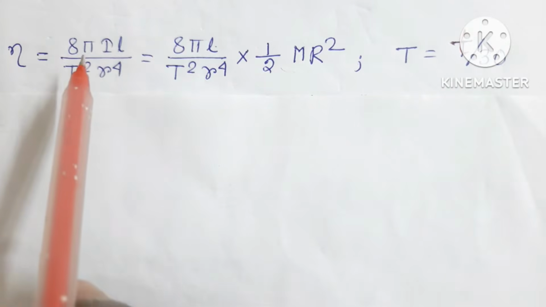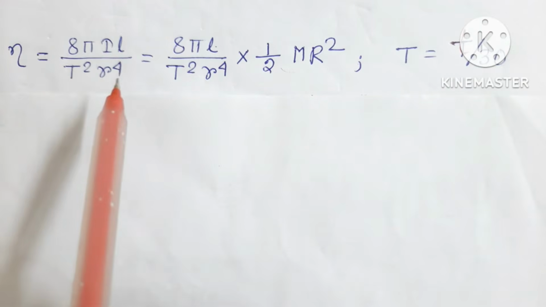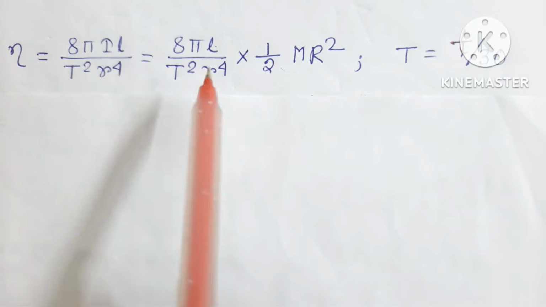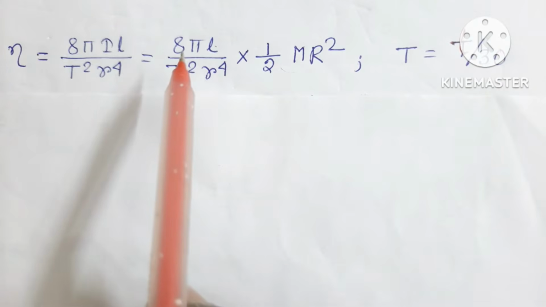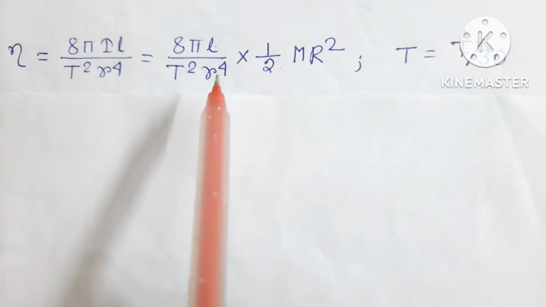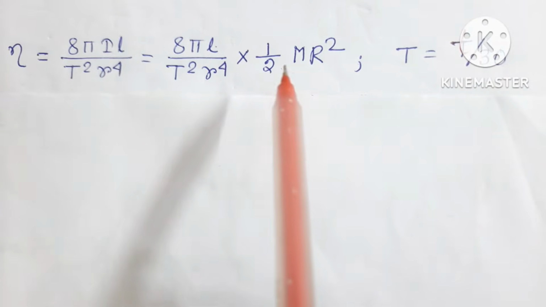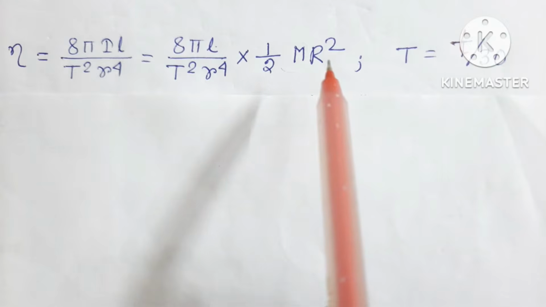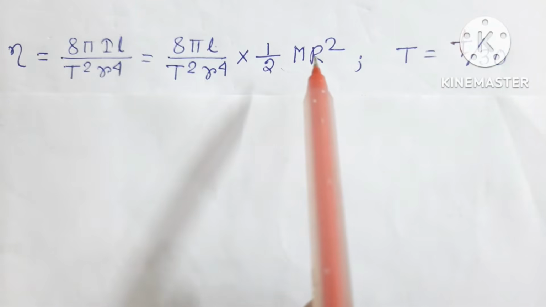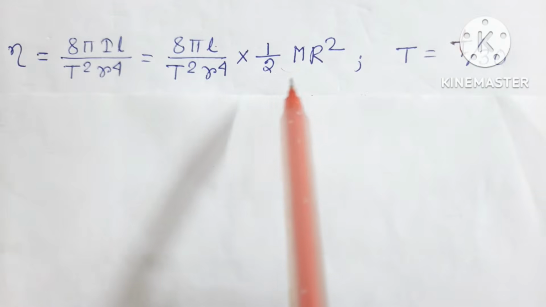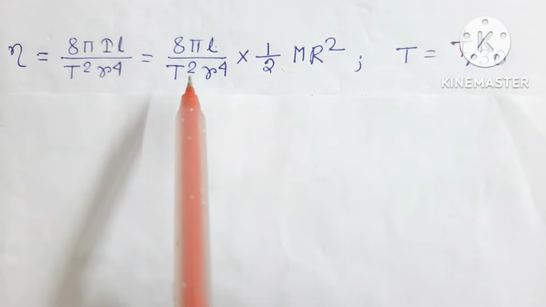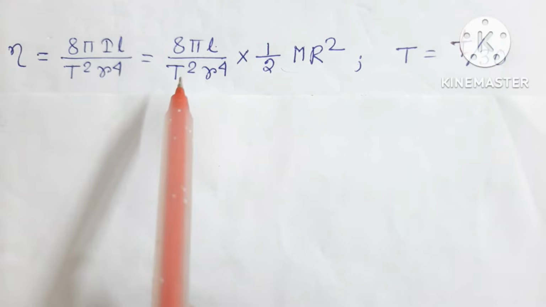This is the working formula: 8 pi I L by T square r to the power 4. In place of capital I, we will write its explicit form, half M R square. What is the R? We have seen this R is the radius of the cylinder, right? So let us think about the possible origins of error.